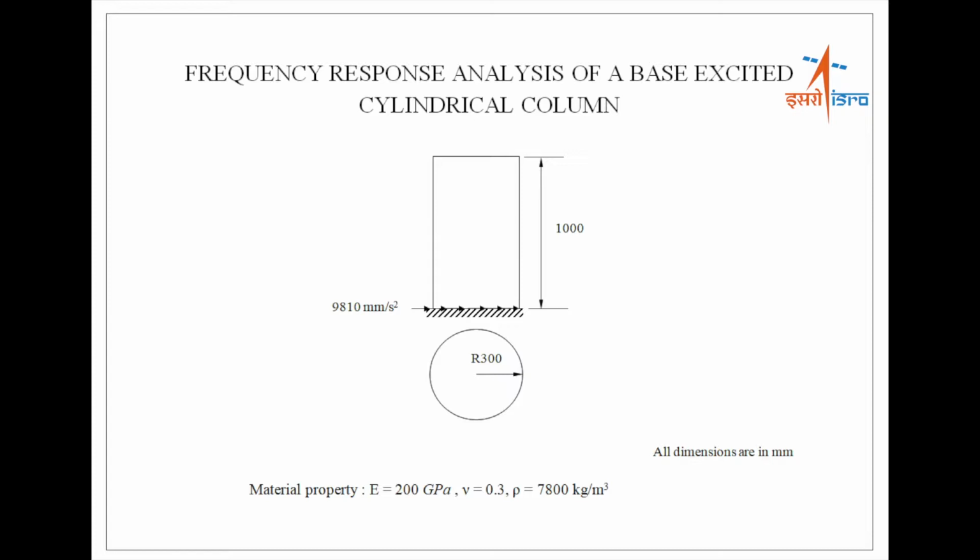Material properties are Young's modulus 200 GPa, Poisson's ratio 0.3 and density 7800 kg per meter cube. The column is fixed at the bottom and a base excitation of 9810 mm per second square is applied. The response at the free end of the beam is our interest.